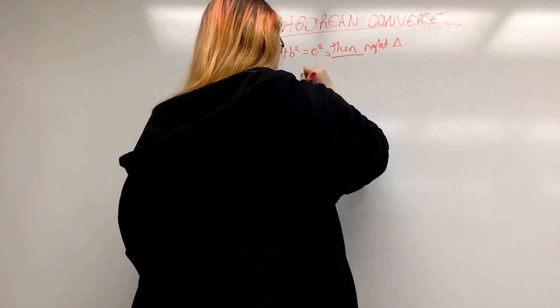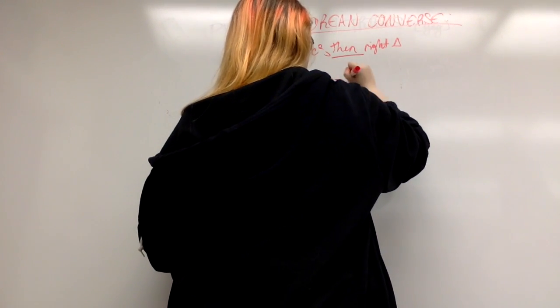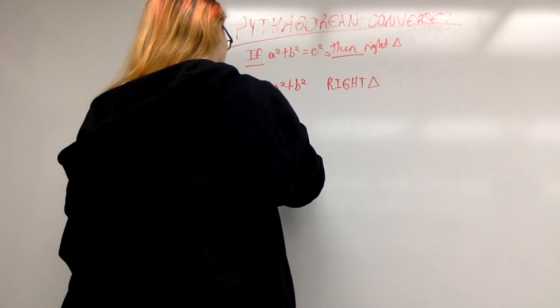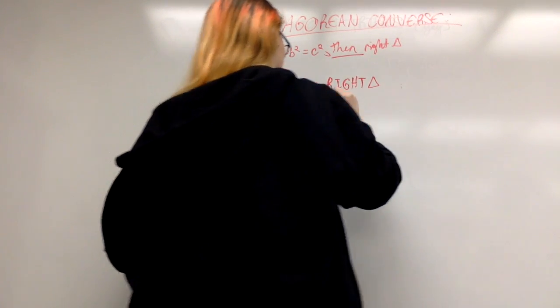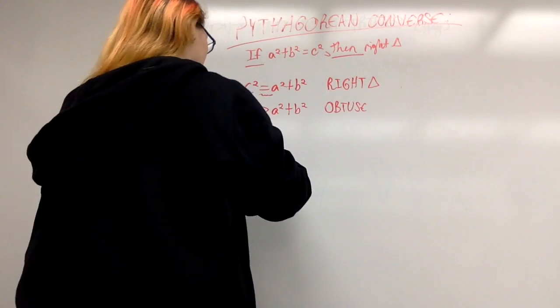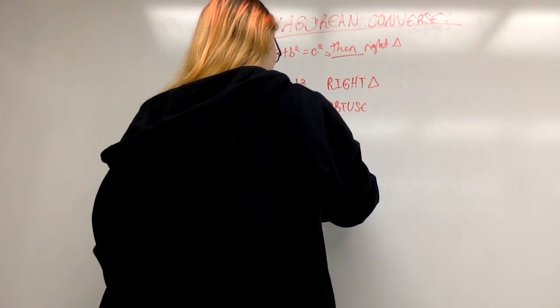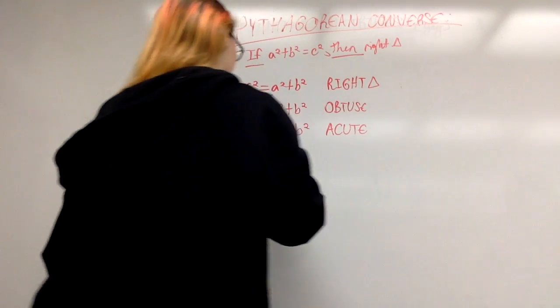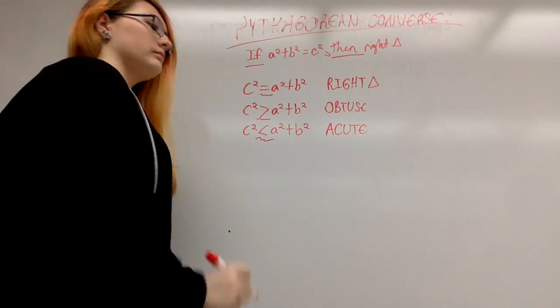You see, when messing around with the converse, it's actually better for you to write it as c squared equals a squared plus b squared, because if c squared is less or greater than a squared plus b squared, it's either an acute or obtuse triangle. And now for an example.